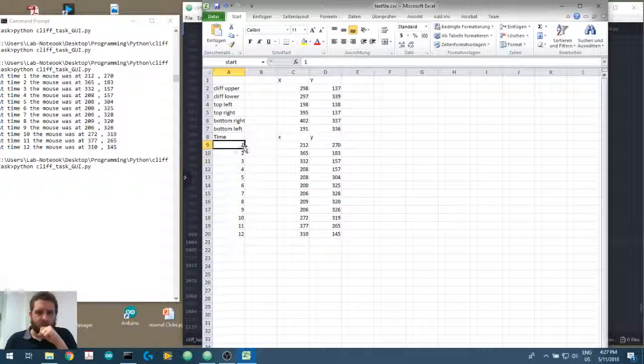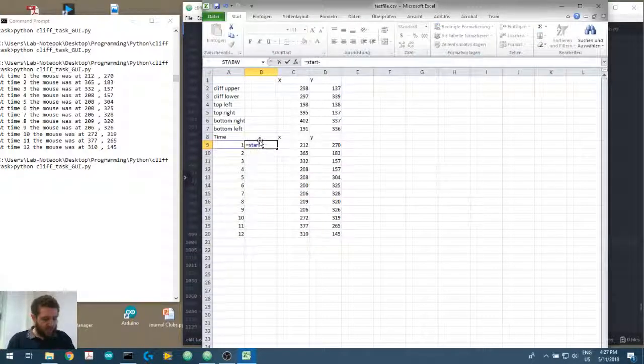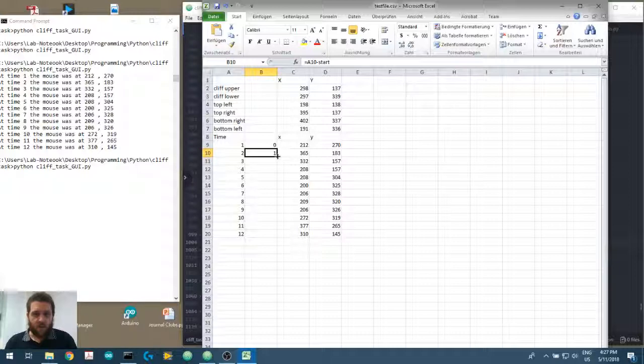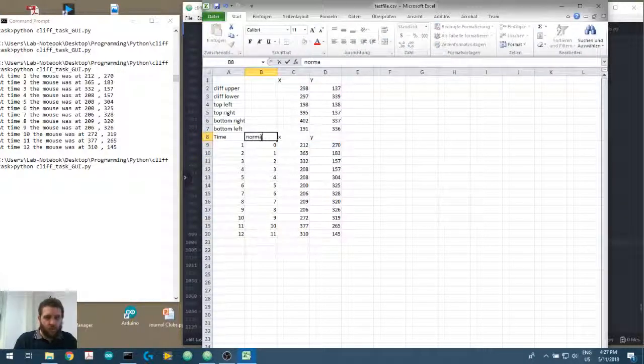So the way that we do that is I've gone up here and I've named this cell here start, and so if we go start minus start, it will be 0, and then we'll calculate every time point after that relative to start. So here we've got 12 recordings from 0 to 11. This makes sense because this is the very first XY position that that mouse was in. So we'll call that normalized time.